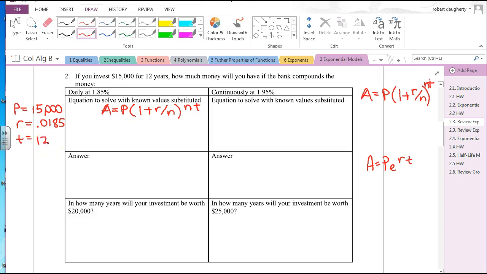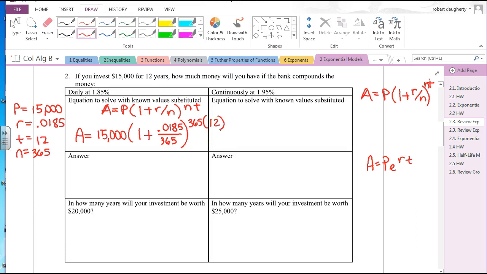So what I need to do on the left side is figure out what A equals. A equals 15,000 times 1 plus 0.0185 over N. Now here what we need to figure out is N. So the interest is calculated daily. So that means 365, so 365 times a year. All of this to the 365 times 12. So that's what I need on my calculator.